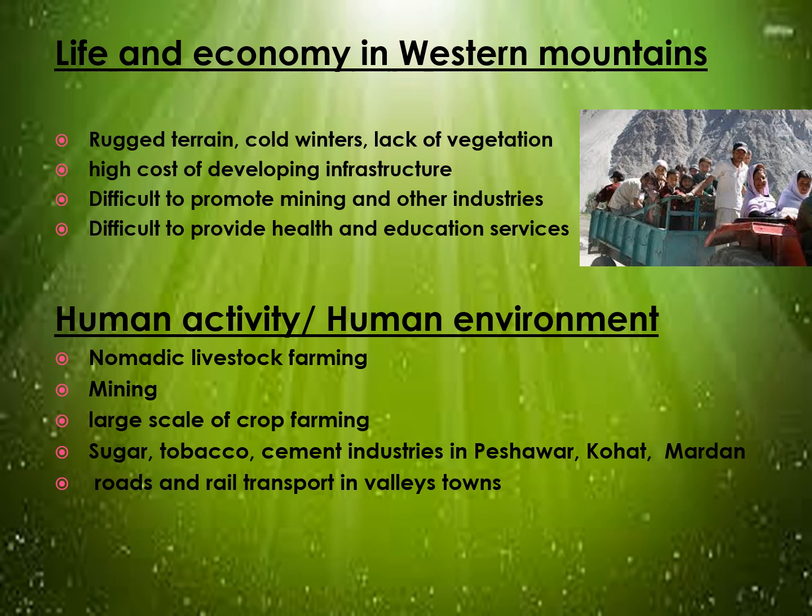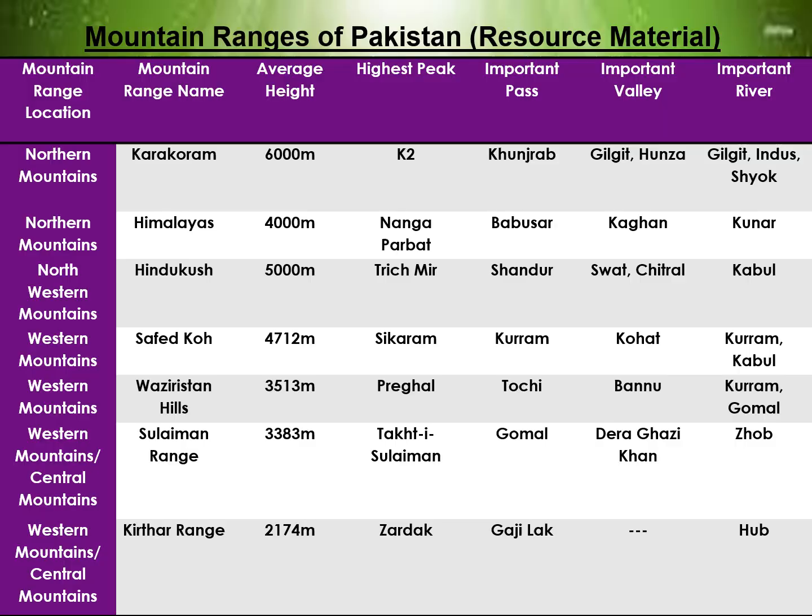And sugar, tobacco and cement industries are there in Peshawar, Kohat and Mardan, and road and rail transport in these valley towns is common.